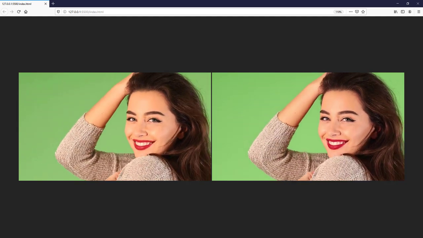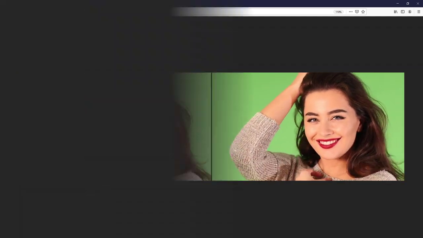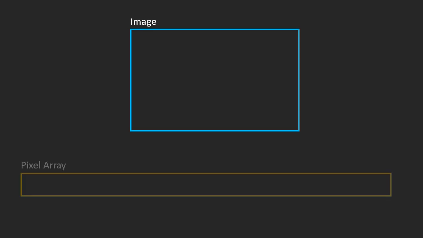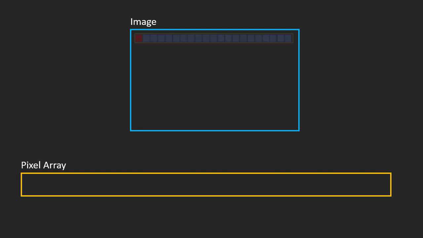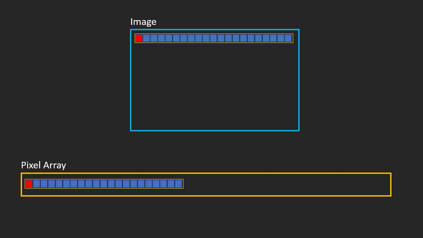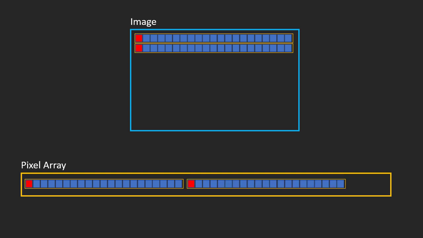Next, we are going to start removing the green screen background. First, let's talk about the data structure of the image data. The image data we currently have on the canvas is in a single dimension array format. It starts with the first pixel of the first row, followed by the next pixels in the same row, then start over with the next row repeatedly until we cover the entire image.